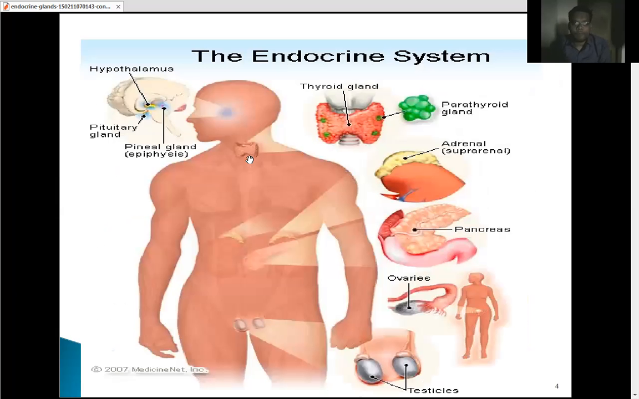This is another diagram of the endocrine glands: the hypothalamus, pituitary and pineal gland in the brain. Then the thyroid gland is in the neck. Two thyroid glands are present and four parathyroid glands are present behind the neck. Adrenal glands, also called suprarenal glands, are above the kidney. Then the pancreas, then ovaries in the female and testes in the male.